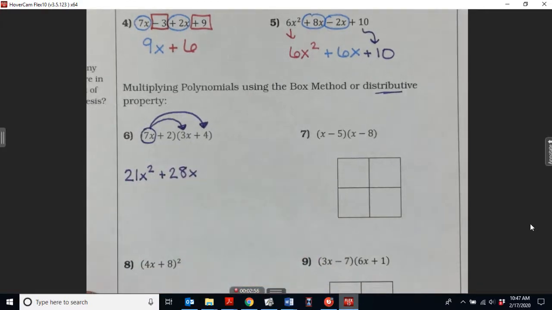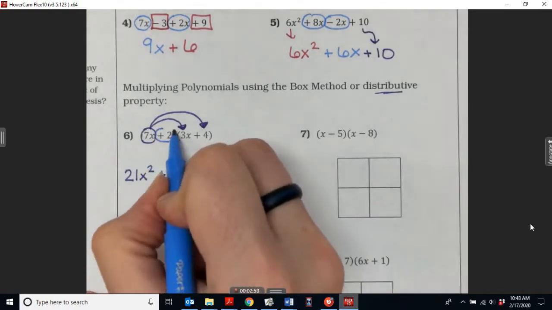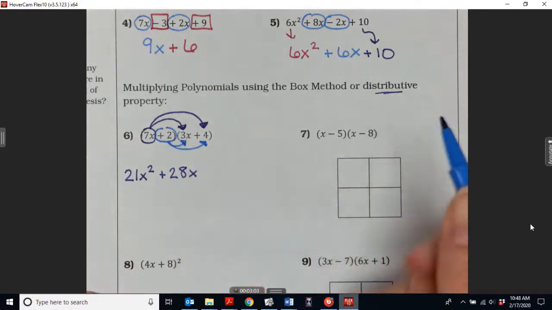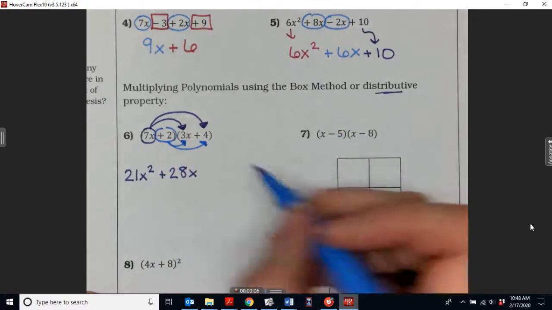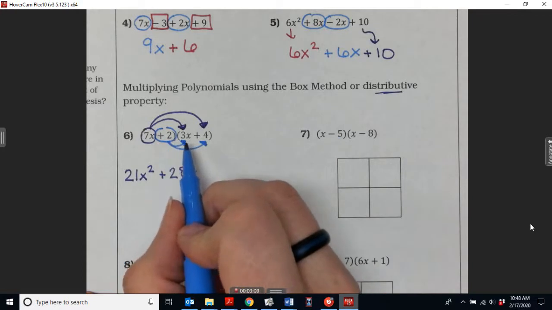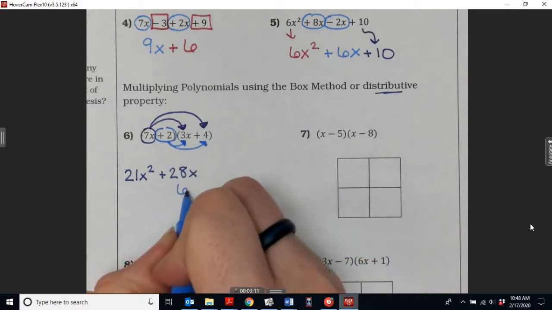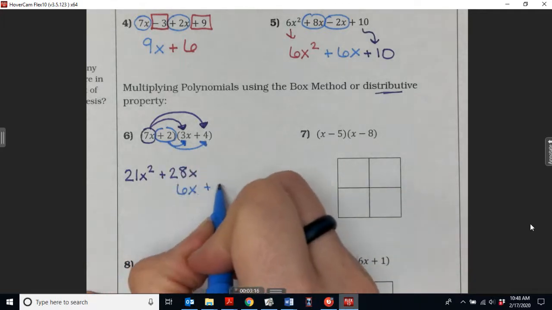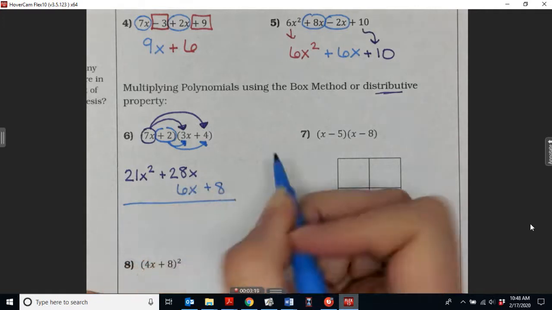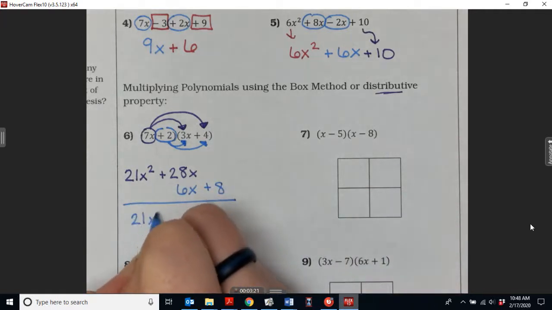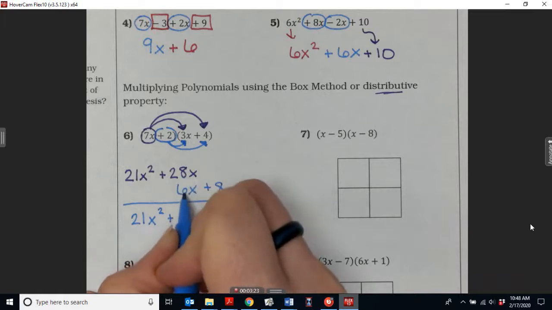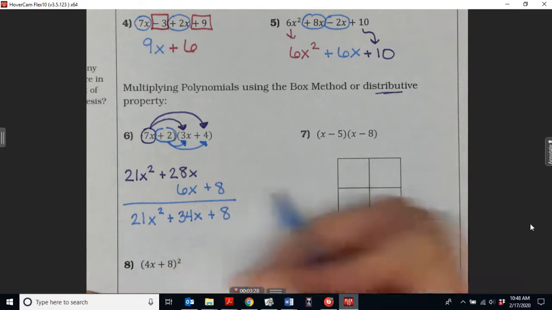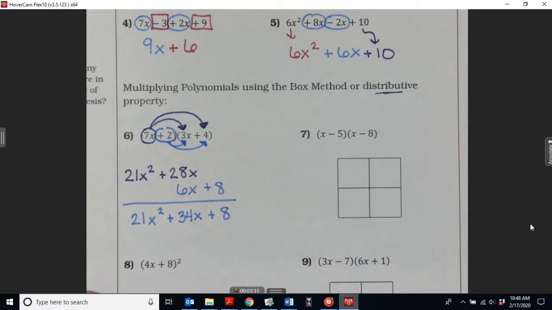But you're not done yet. Then you take the second term and you multiply it by everything in the second set of parentheses. So you're doing double distributive property. So 2 times 3x is 6x. I'm going to line up my like terms. And 2 times 4 is 8. And then we add straight down. I get 21x squared plus 34x plus 8. And that's my final answer.